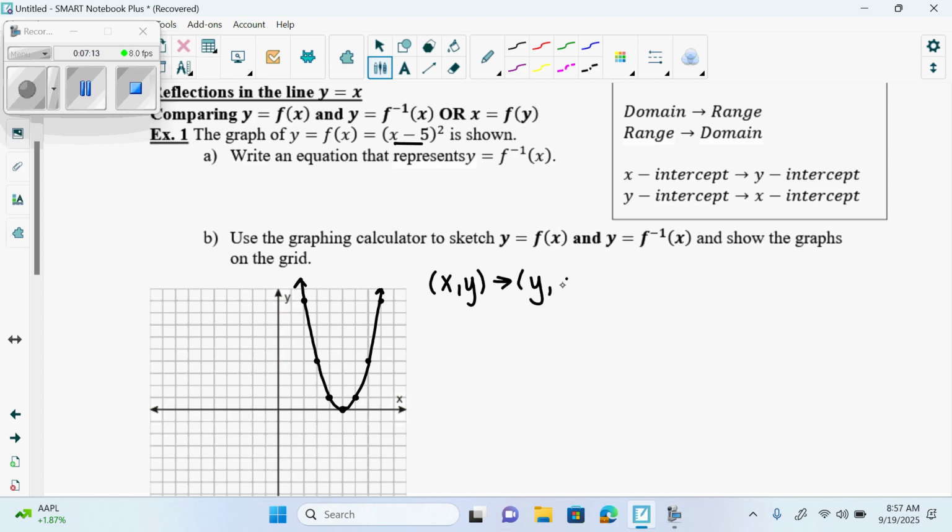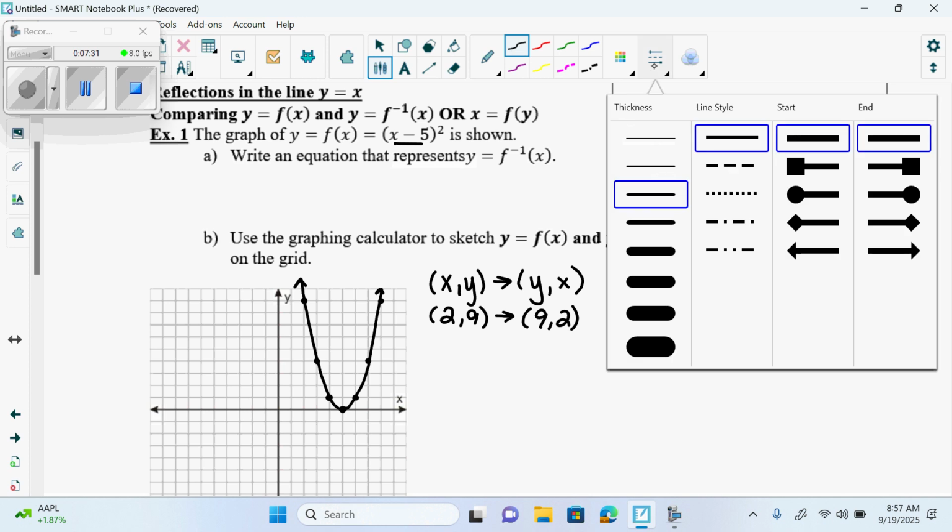You can't screw it up unless you start negating things that aren't negated. Some people think I have to swap it and then negate them. No. Swap. Okay? So I'm going to take 2, 9, and it's going to become 9, 2. And I'm going to plot them in different colors.